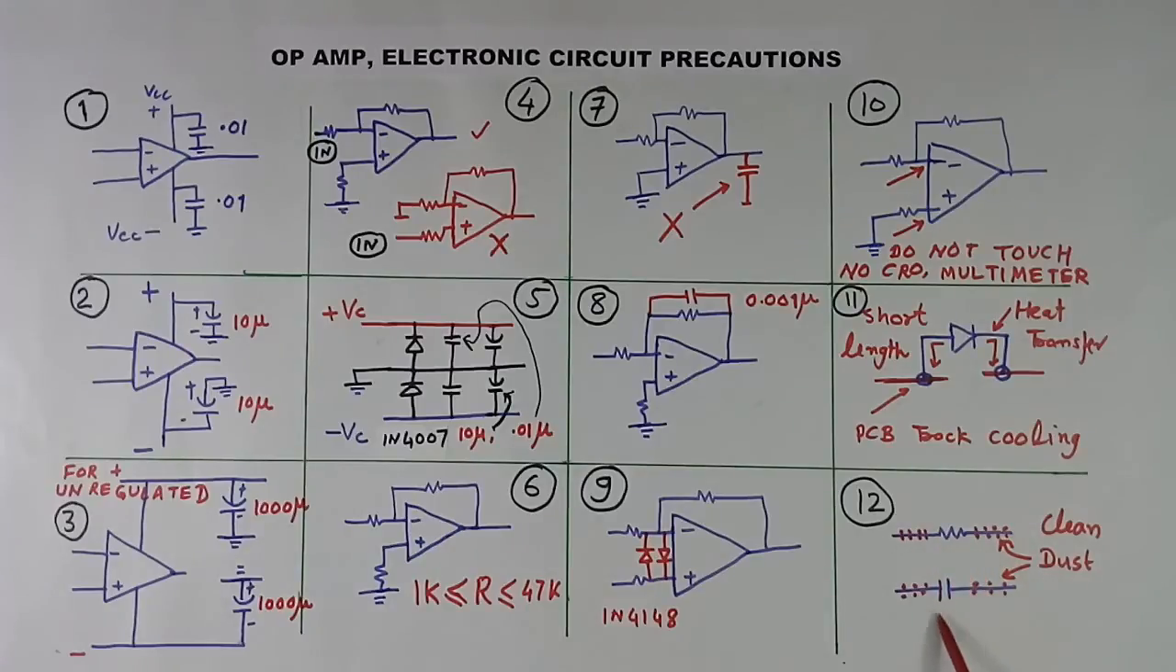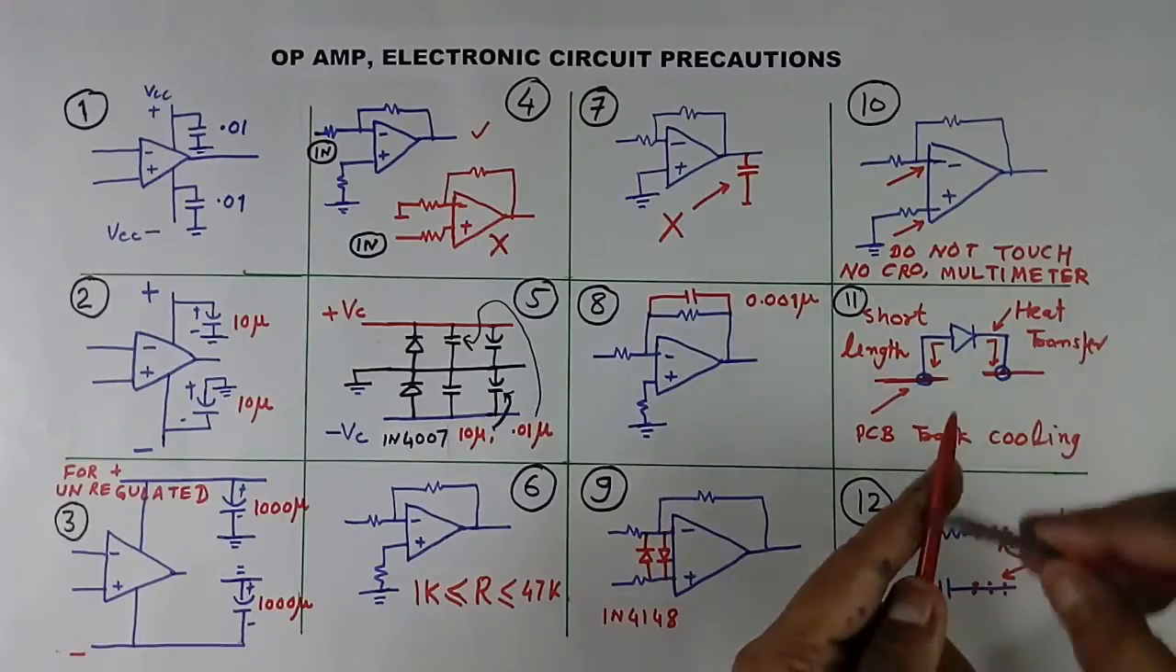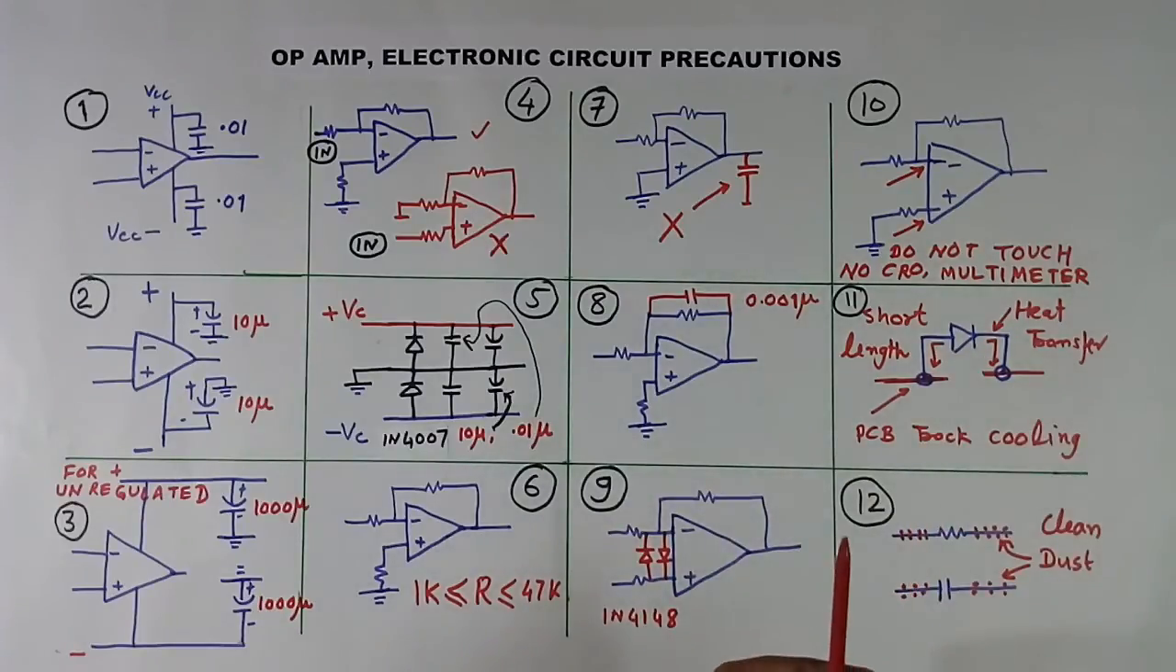Then in the lab or house, the resistor and capacitor will be just lying around. A lot of dust will come. So before using, you must clean that dust. You can take a knife like this. Suppose this is a resistor lead. Do like this. It can be cleaned.